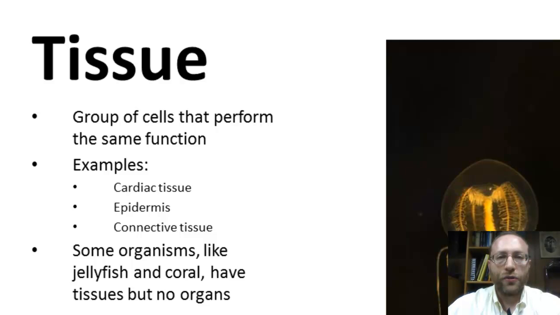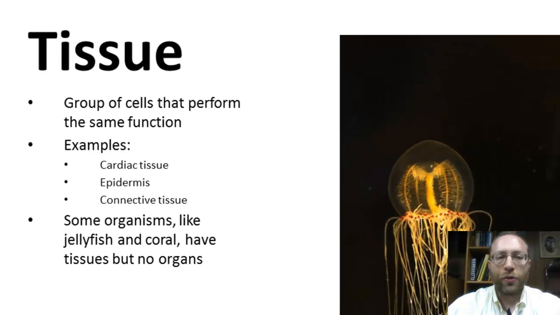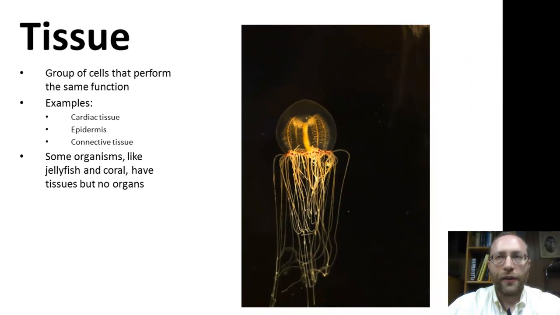Below that, we come to tissue. And the tissue is a group of cells that perform the same function, and each organ is composed of many tissues, just like an organ system is composed of many organs. Examples of that in our body are cardiac tissue, which is what makes up the heart, epidermis, which is the outer layer of our skin, and connective tissue, that's tissue that basically holds our organs in place. There are some organisms like jellyfish and coral that have tissues but no organs.